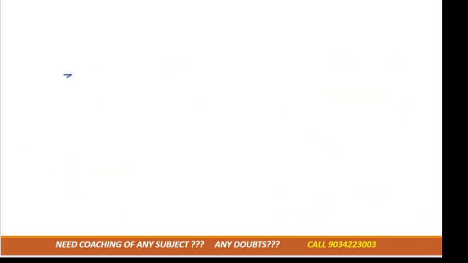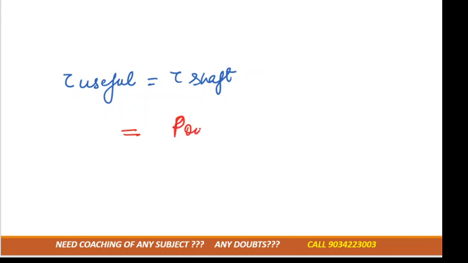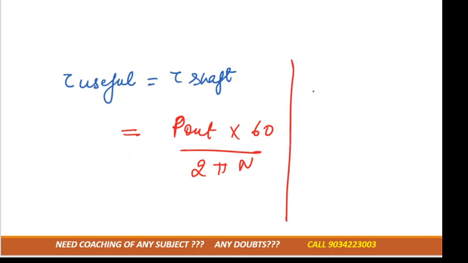Next we need to study the useful torque, or we can say shaft torque. It is one and the same thing, the torque produced at the shaft. In that case the formula would be: torque shaft or torque useful is P out multiplied by 60 divided by 2 pi N. Here 2 pi N again relates to the speed. Clear? Now one last formula, there is a relationship with the shaft torque.